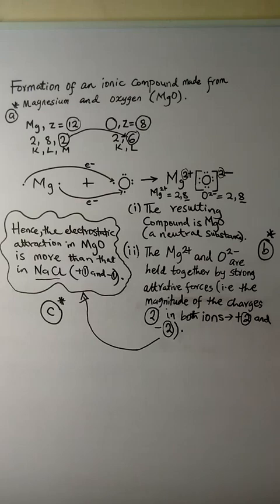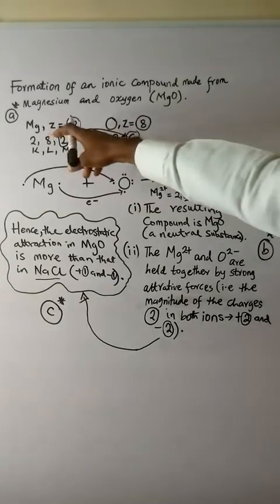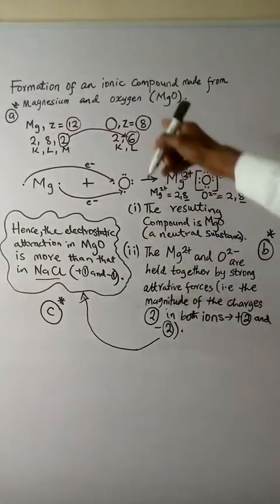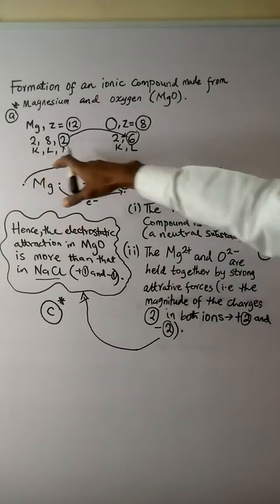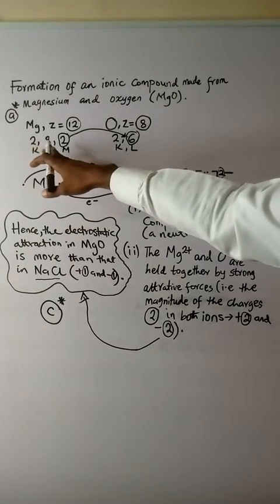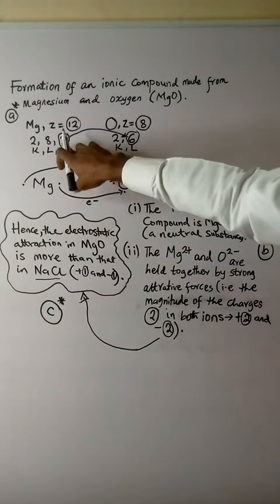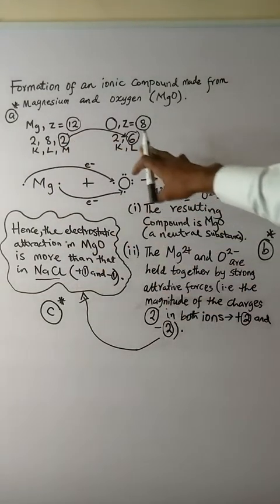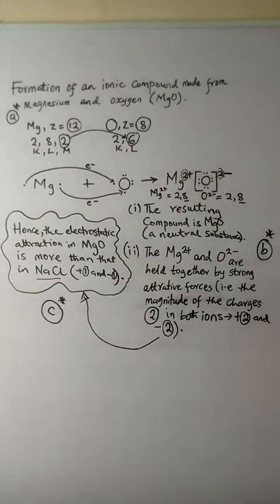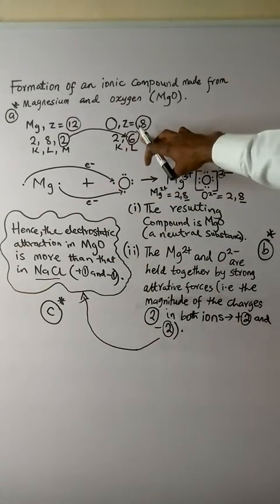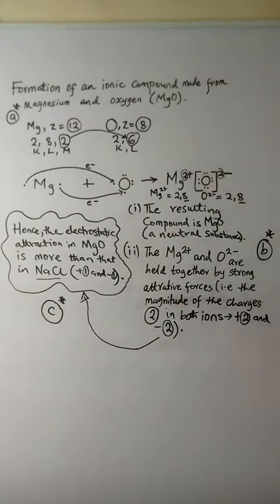So in the formation of an ionic compound made from magnesium and oxygen, of course, magnesium has the atomic number of 12, oxygen has the atomic number of 8. And you can see, according to shell distribution for magnesium, you have 2, 8, 2. Of course, the M shell carrying the 2 electrons is the valence shell. And here the shell distribution is what? 2 and 6 for K and L. And of course, the 6 electrons is found in the valence shell, which is the L shell.